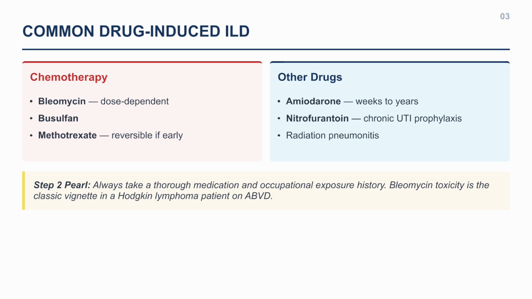Among non-chemo drugs, amiodarone causes pulmonary toxicity that can develop over weeks to years. Nitrofurantoin causes ILD with chronic use for urinary tract infection prophylaxis. Radiation pneumonitis follows chest radiation. Step 2 Pearl. Always take a thorough medication and occupational exposure history when evaluating new ILD. The bleomycin lung in a young lymphoma patient is the classic test vignette.